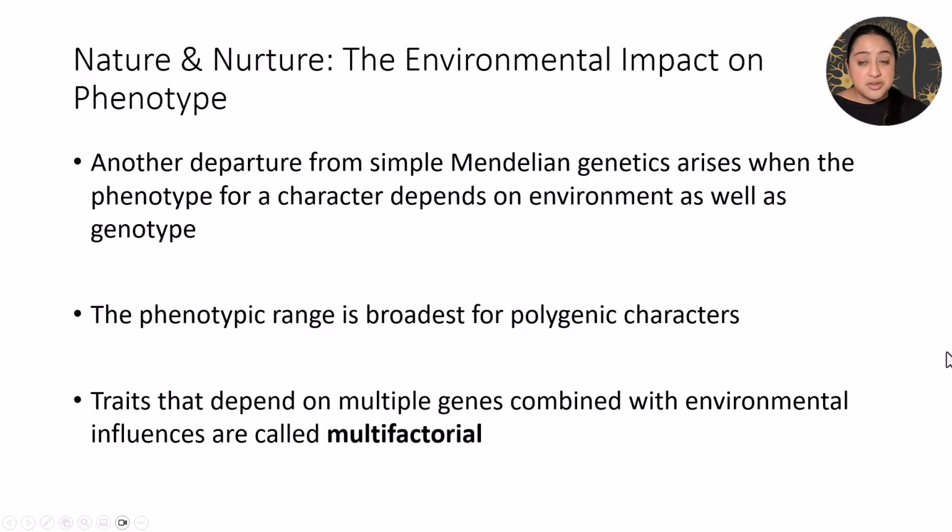And then there's also other things too, like nature versus nurture. There are some things you inherit, but there are also some things that you can change about your own life. So another departure from simple Mendelian genetics is when the phenotype for a character depends on environment as well as genotype. The phenotypic range is broadest for polygenic characters. Traits that depend on multiple genes combined with multiple environmental influences are called multifactorial.